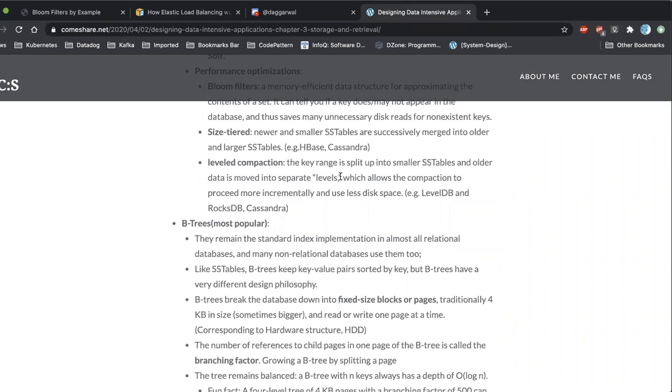Are you referring to compression? Compaction is different from compression. Oh, yeah, compression, okay. Are you referring to the B-tree's compression? No, I'm referring to the LSM file. I can post the page number later. Okay, sure.